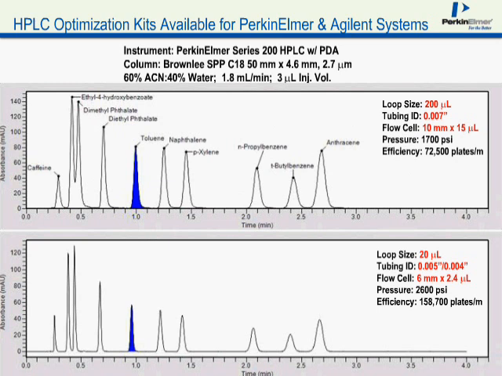Now you also look at the efficiency of each of the columns, which is listed on the right. The efficiency of the system in the column for the first chromatogram was about 72,000 plates per meter. And then for the optimized system, you get about double the efficiency. And all that efficiency comes just from optimizing the system, not from the column itself, because we're using the same column in both of these chromatograms. So as you can see, if you have some critical pairs of peaks, optimization can be a major advantage when using these new fast, high-efficiency SPP columns.